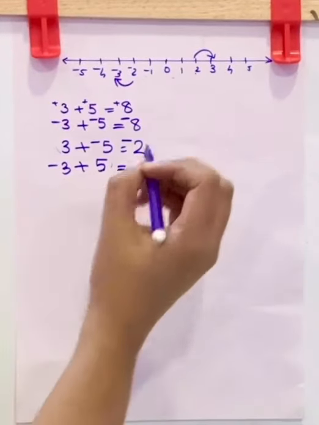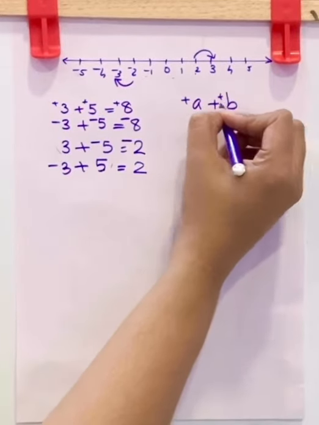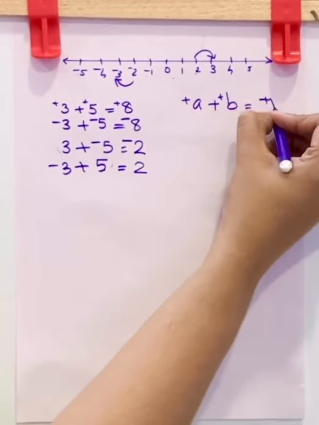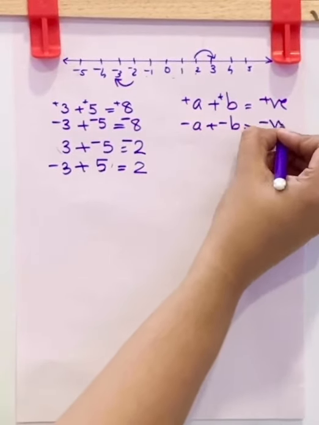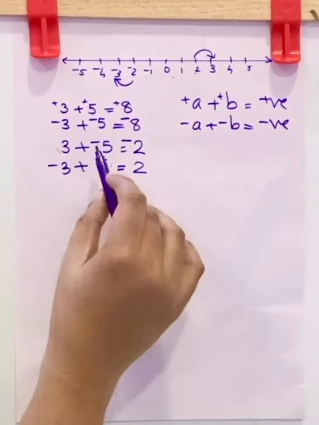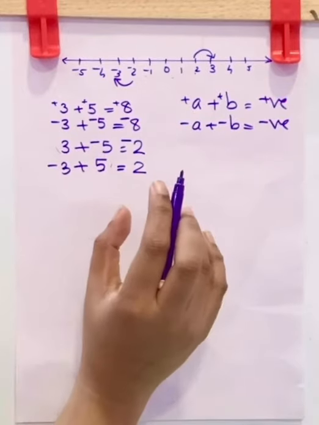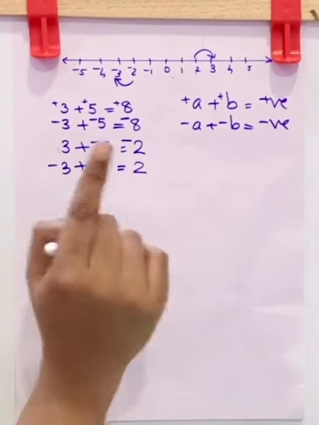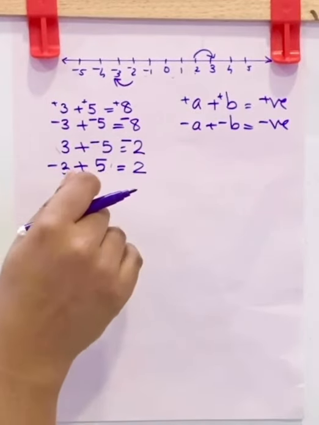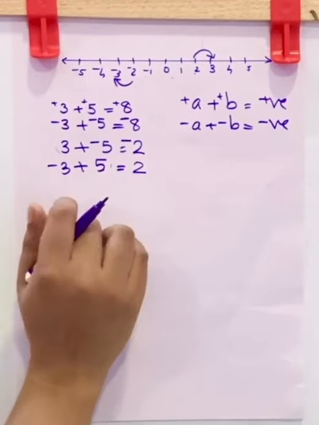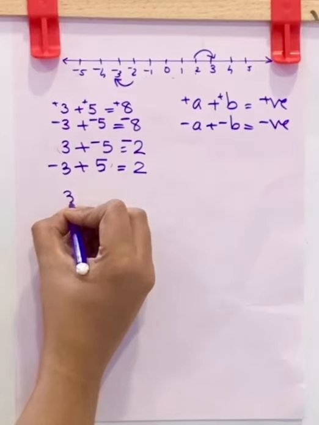So always remember, if two numbers are positive, then the result will be positive. If two numbers are negative, then the result will be negative. If one is positive and the other is negative, then subtract smaller number from greater number and put the sign of greatest number. Okay? Now what about subtraction? Let us do these examples with subtraction.